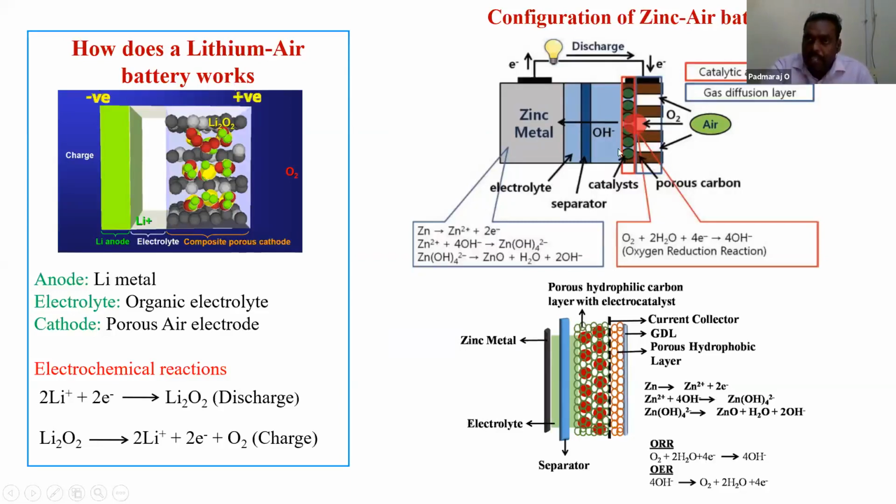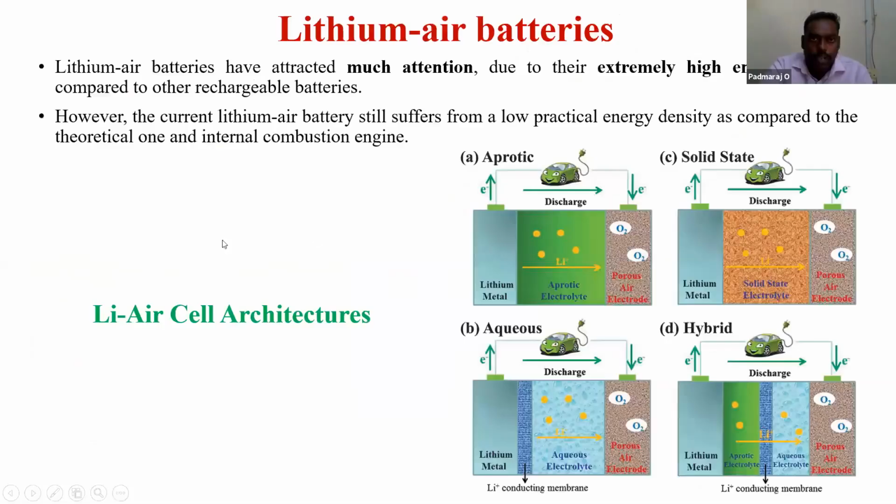Why is it hydrophilic? Here we are using an electrolyte, which is nothing but an aqueous electrolyte. Hydrophilic means this electrocatalyst layer is more saturated with the electrolyte. So the aqueous electrolyte is saturated with the electrocatalyst, and the electron transfer pathways are very fast. But the hydrophobic layer should be there to prevent moisture absorption.